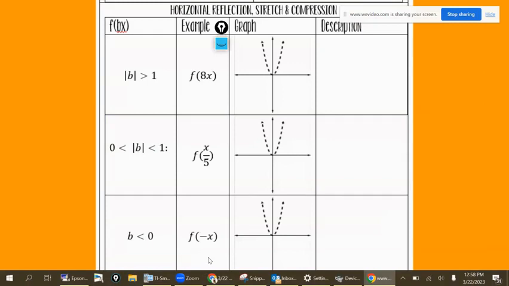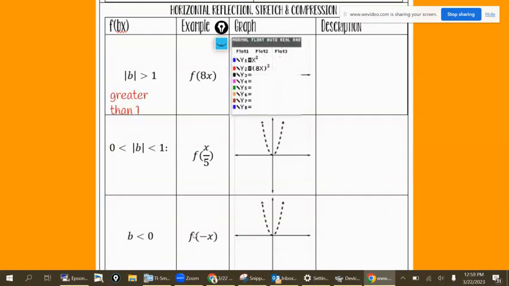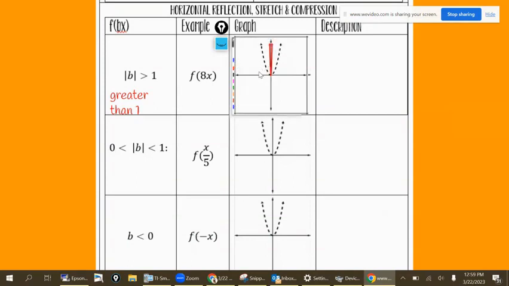So this is going to be a horizontal compression here because b is greater than 1. If we have x squared and then we have (8x) squared, it is going to be a compression. This is something you can also graph as well. So a horizontal compression by a scale factor of 8, kind of like transformations last year, but not really, but kind of. This one is going to be a stretch because this number is in between 0 and 1.